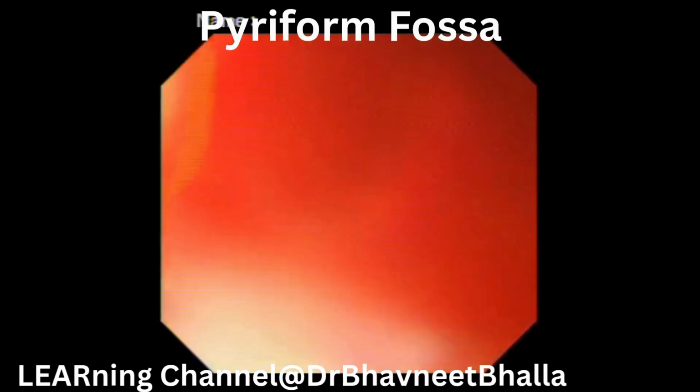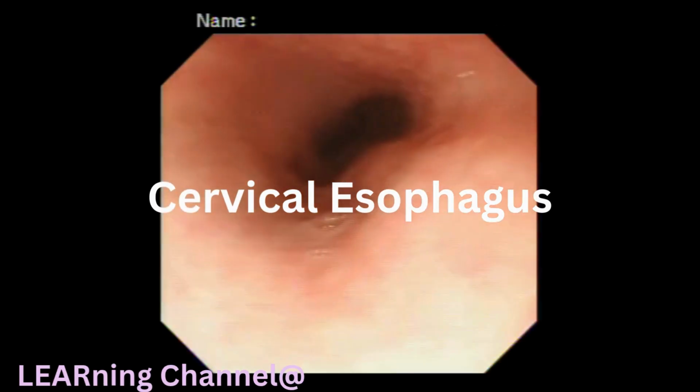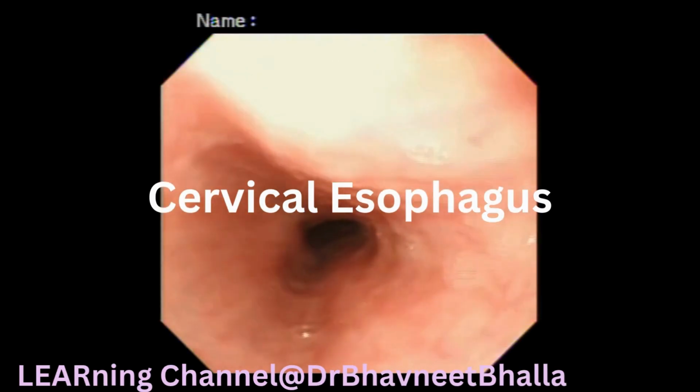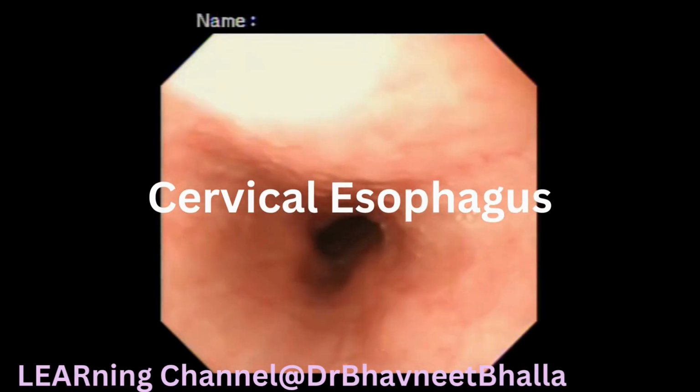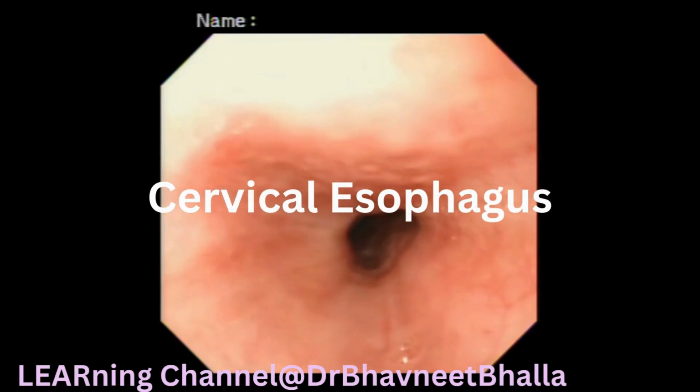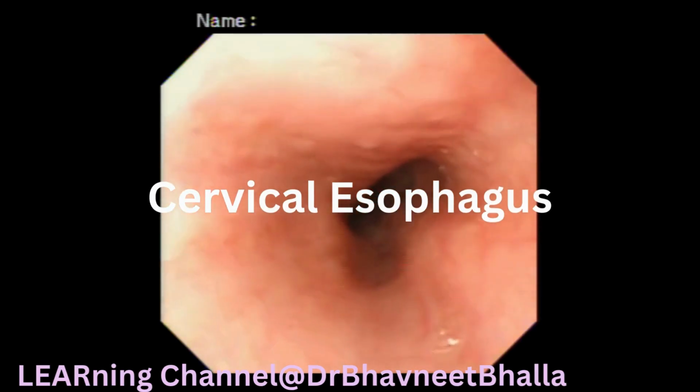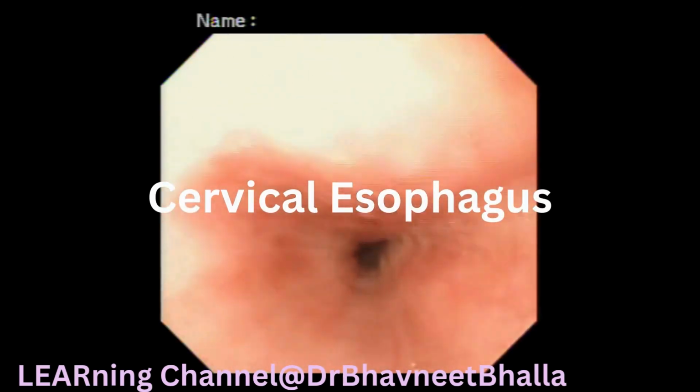Gently advance the scope across the upper esophageal sphincter from either left or right side of the midline to enter the cervical esophagus. This should be done with extreme care and no unnecessary force should be applied while doing this, as it can lead to bleed or even perforation at this site.